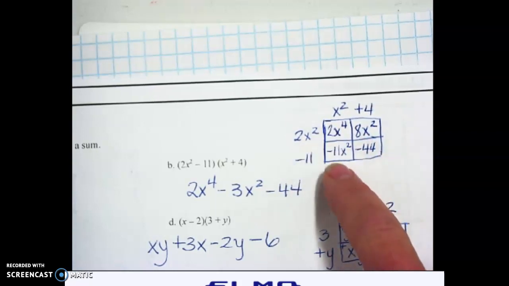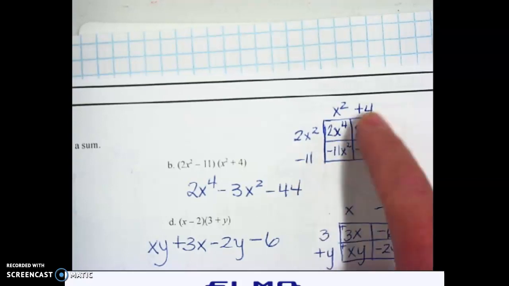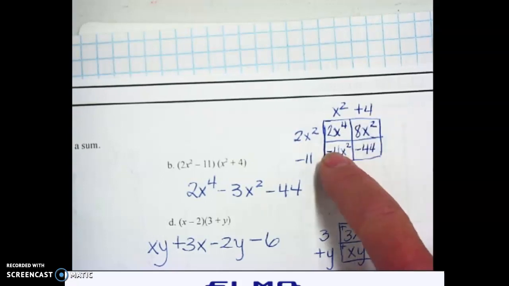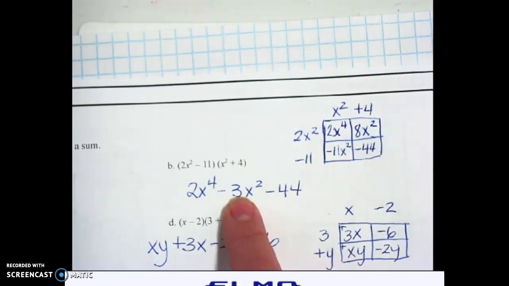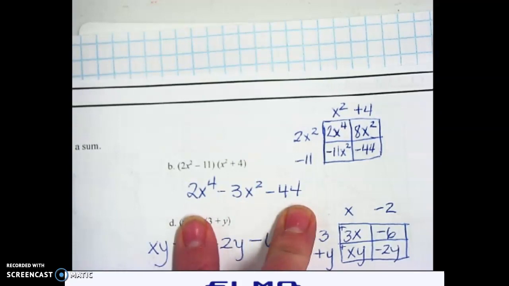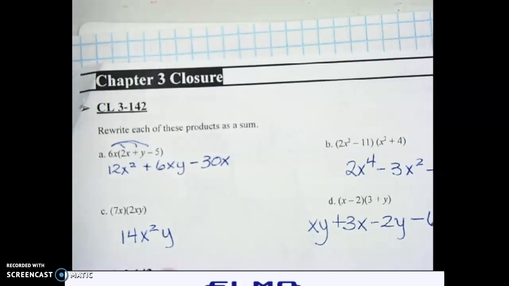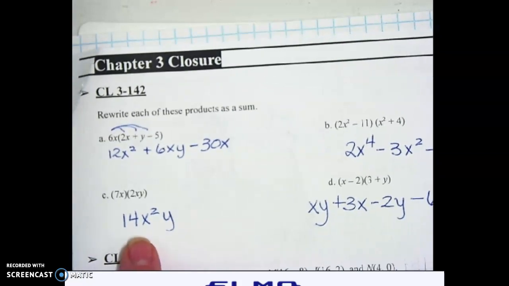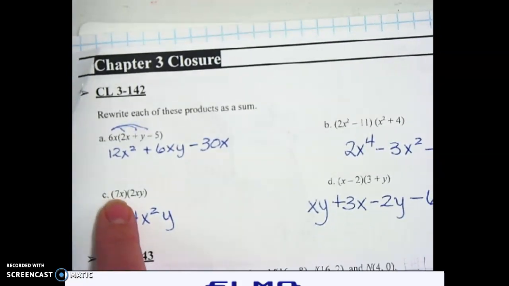-11 times x squared is -11x squared. And -11 times 4 is -44. The only like terms I found were these two, which combined to get the -3x squared. The other two terms stay separate. Part C, I could have done the algebra model, but this one was pretty easy.